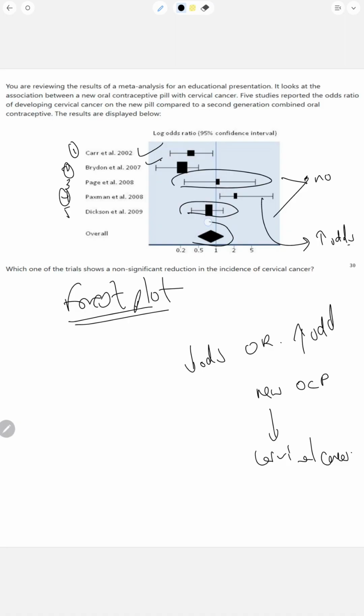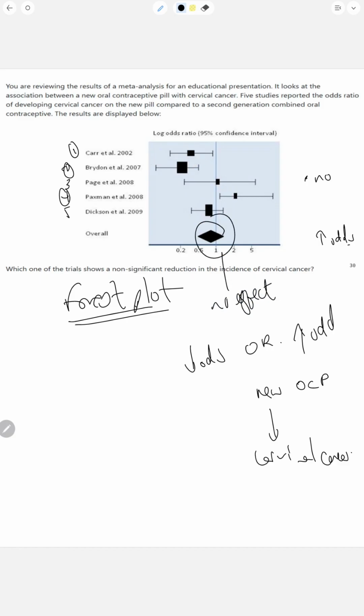And then you've got this diamond over here. The diamond is basically a weighted conclusion of all of this. So overall, if you're looking at all these studies and you group them together, what is your overall conclusion? That is crossing the midline, right? And because it's crossing the midline, we conclude that there was no effect of the new OCP in increasing cervical cancer risk. And then you notice here, you've got different sizes of these squares. The bigger the square, the greater the weight of that study.